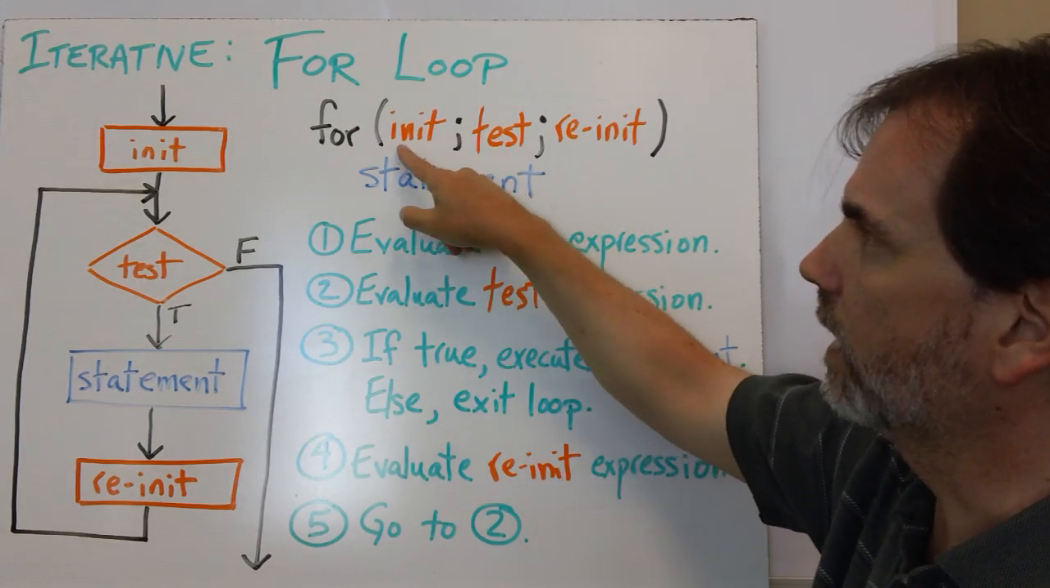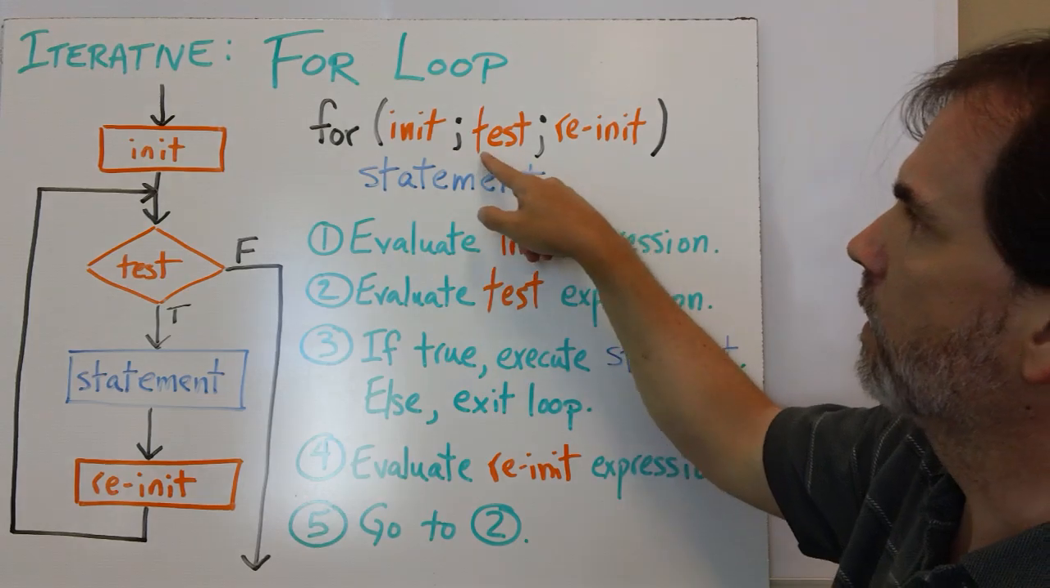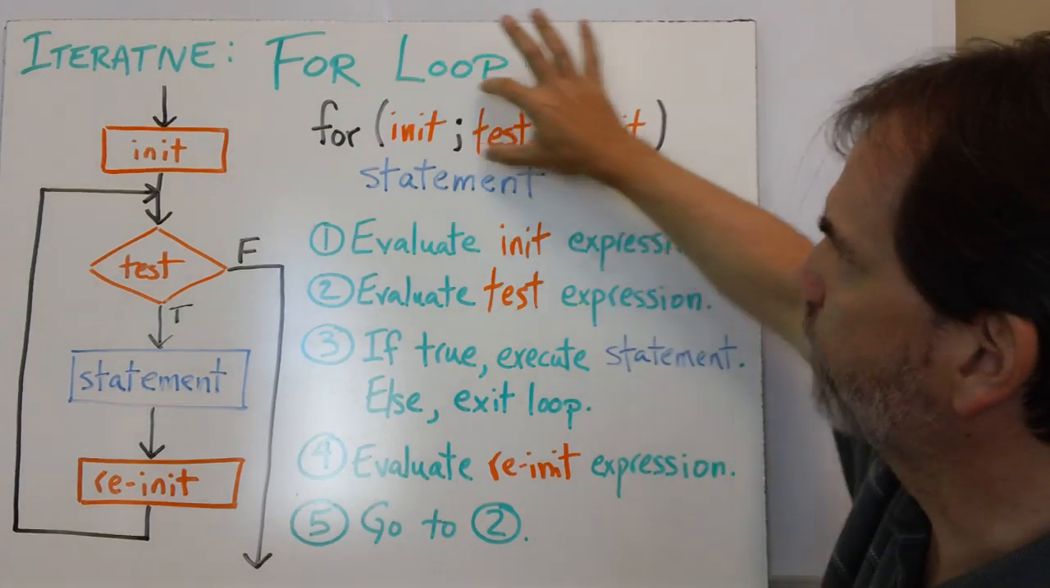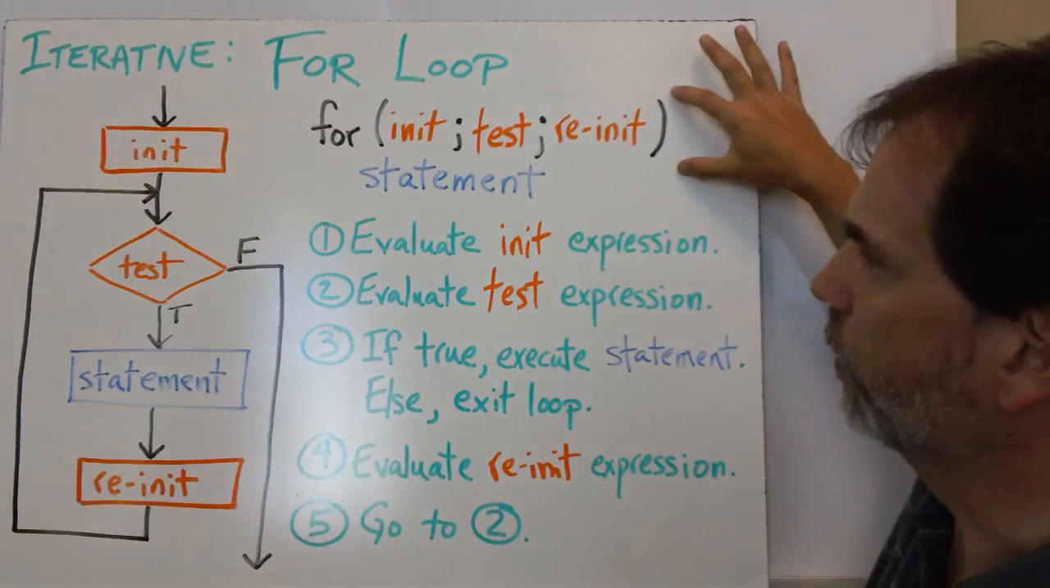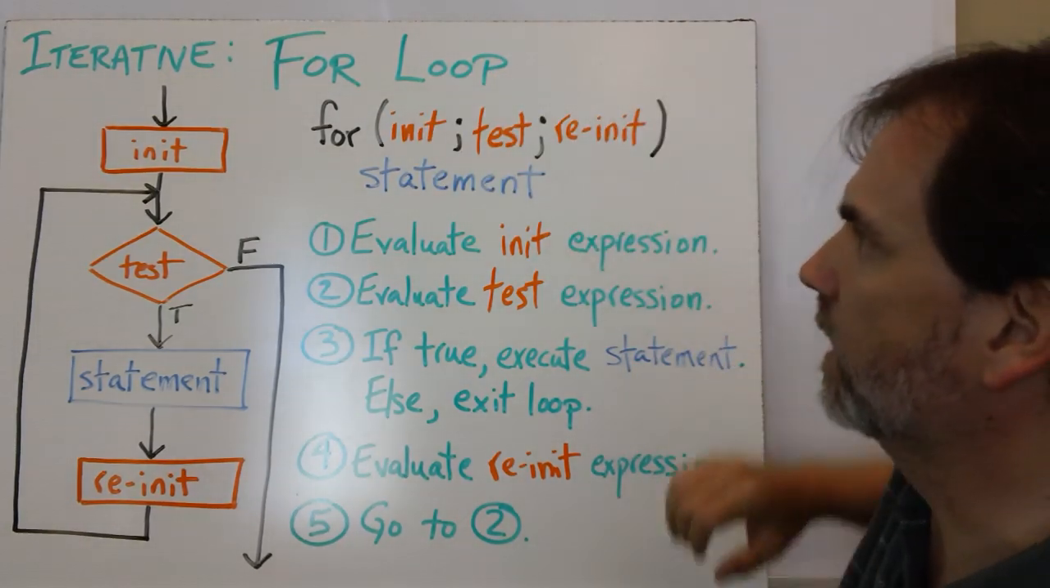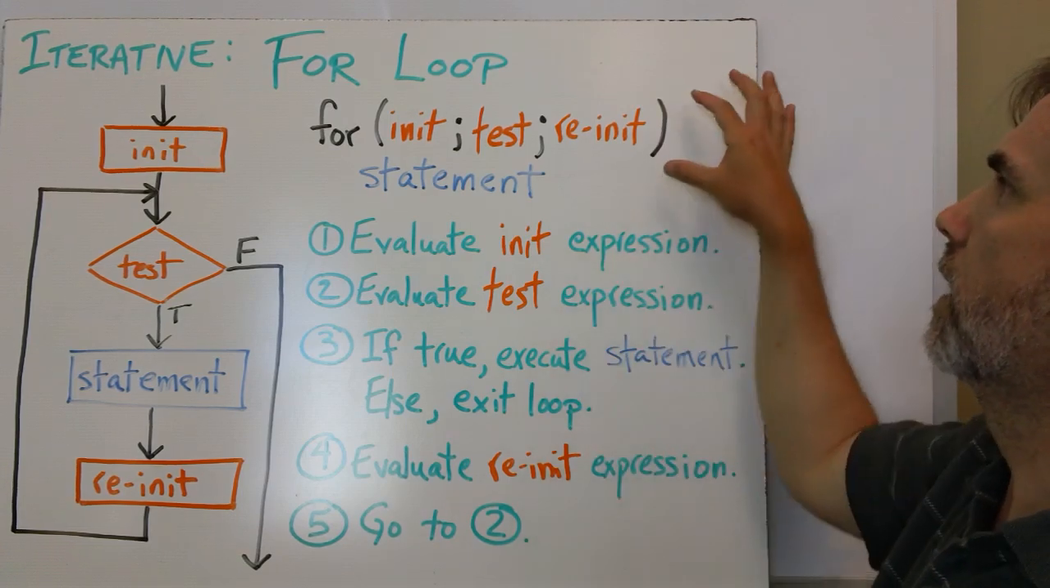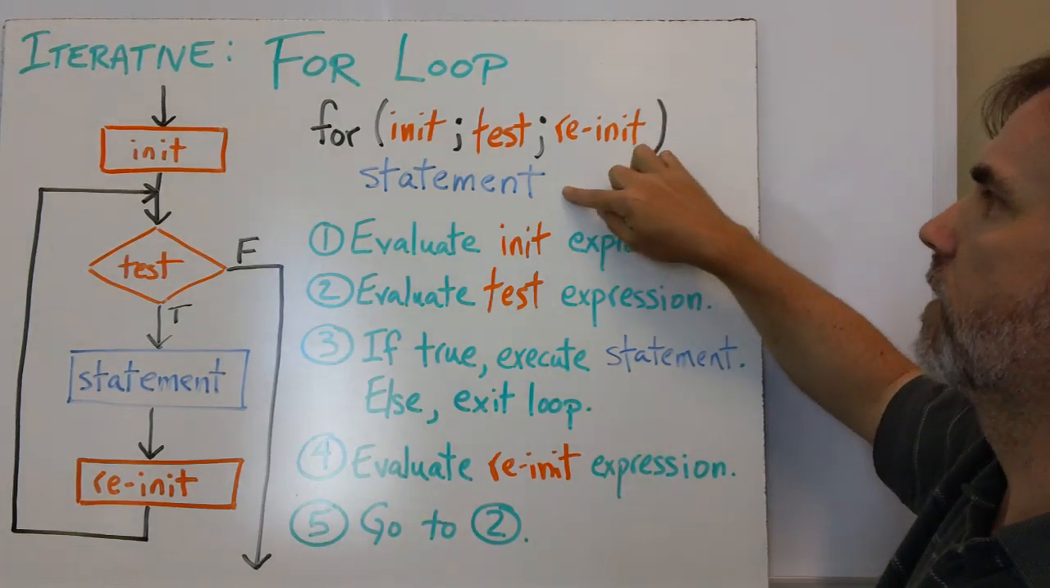So here's an initialization expression. Here's the test expression. And here's the reinit expression. So all that is put in the header of the loop, so we can see what's happening to that loop variable from the very beginning. And then after this header, we have the statement.